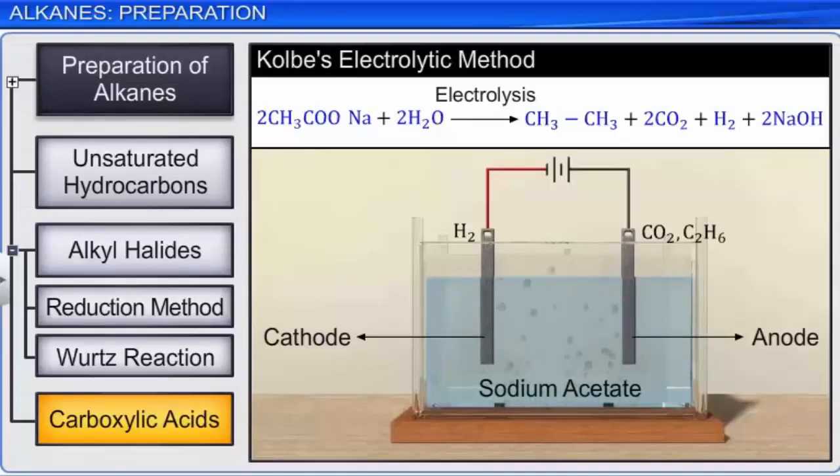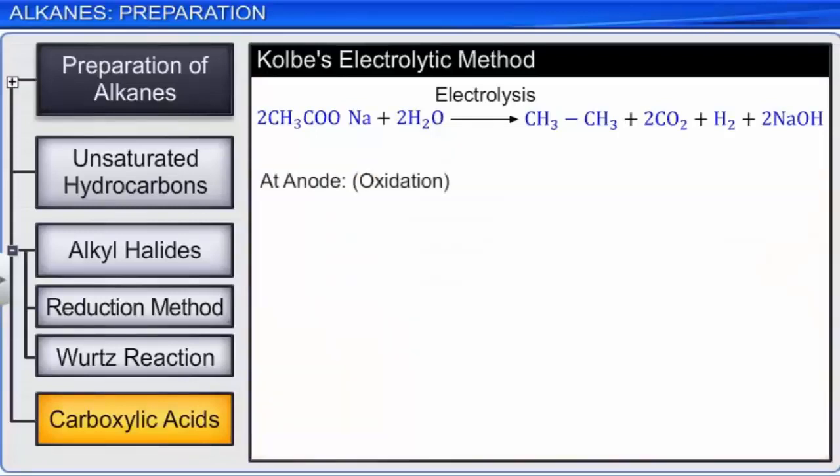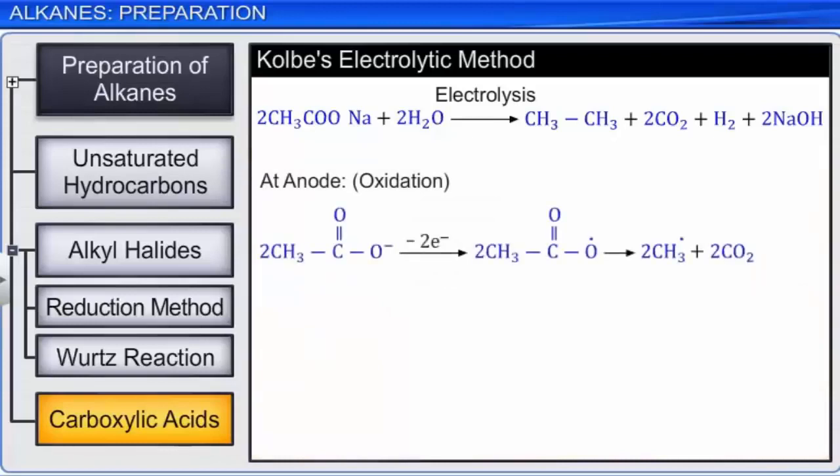The mechanism of the reaction can be understood through the following steps. At the anode, the acetate ions in the solution lose electrons and form acetate free radicals. The acetate free radical loses a carbon dioxide molecule and thus forms a methyl free radical. The methyl free radicals further react and form ethane gas.